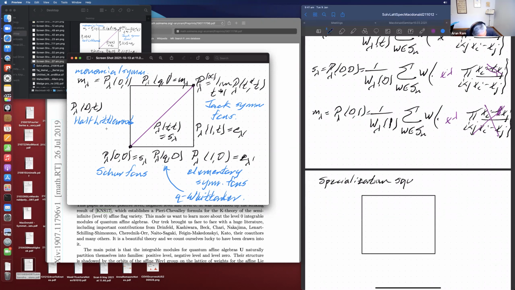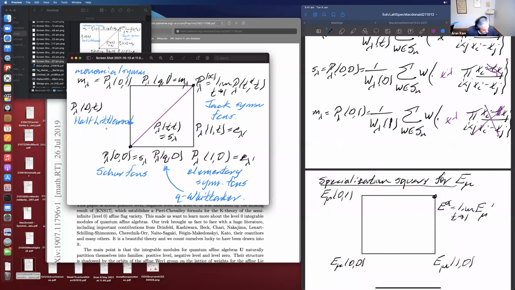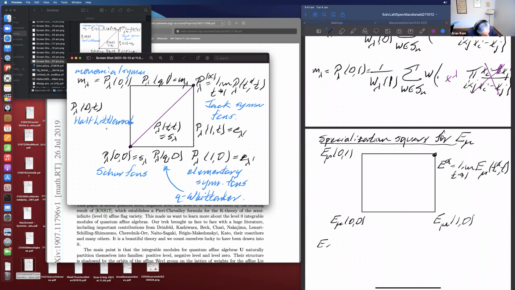For E mu. So we just start going. We should look at E mu 0, 0, and we should look at E mu 1, 0, and we should look at E mu 0, 1, and we might expect that there's something funny here, that I should take the limit as t going to 1 of E mu t to the alpha t. So of course, if you start to study this, you need to look at an example.